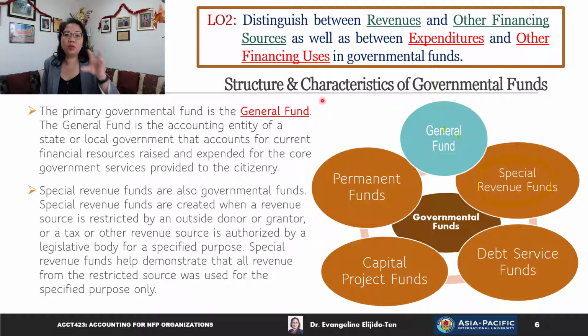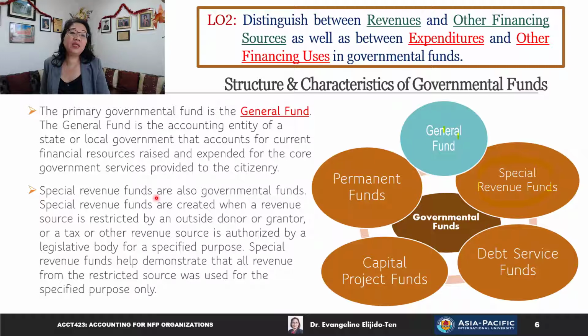This chapter will be looking more at the general fund and special revenue funds. So the primary governmental fund is the general fund. This is where all the unassigned funds will be located. The general fund is the accounting entity of a state or local government which accounts for current financial resources raised and expended for the core government services provided to the general public or to their citizenry.